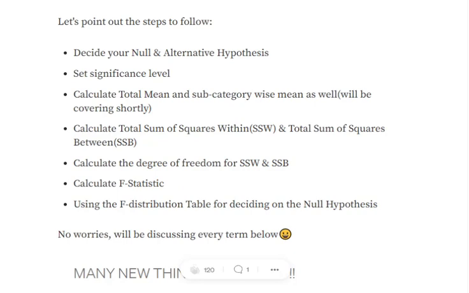The crux of the problem remains the same, except that we are using F statistic in place of Z statistic. We are trying to decide whether to reject or accept a null hypothesis, where we would be setting up a null and alternate hypothesis first, setting a significance level, and then eventually calculating the F stat. And using that F stat, we will decide whether to reject or accept the null hypothesis. So let's see what to do.